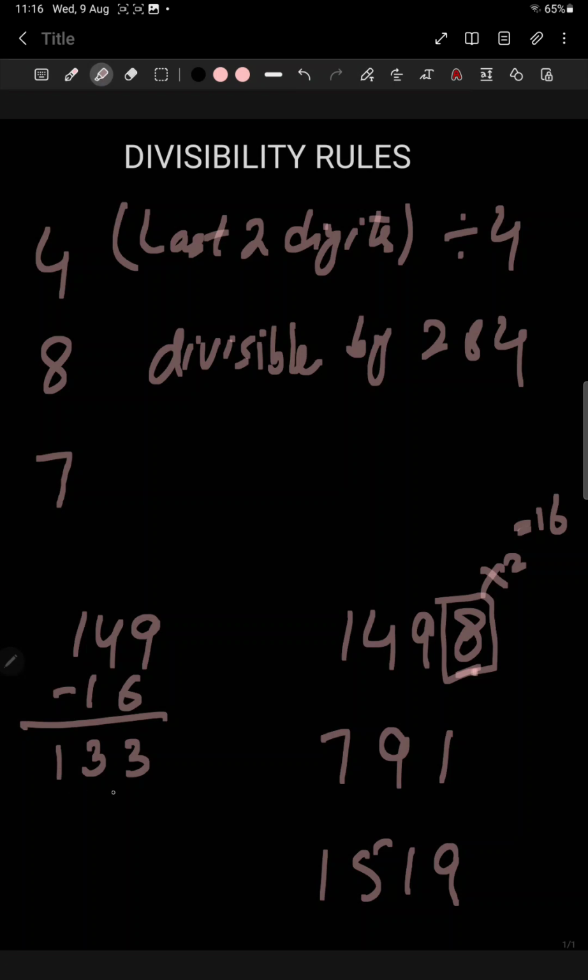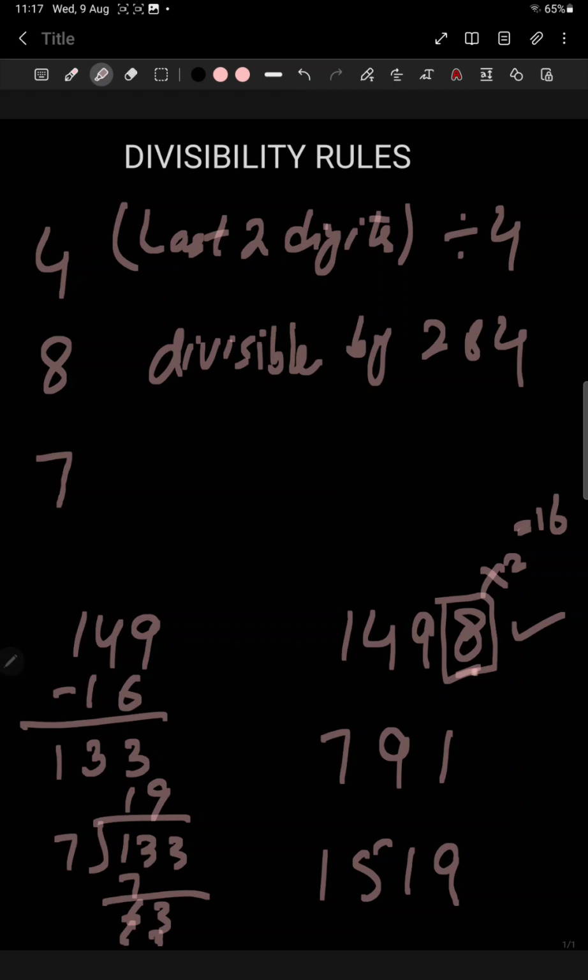If the remaining number is divisible by 7, the whole number will be divisible by 7. So 133 is divisible by 7, so this whole number is divisible by 7. We will check only 133. 133 divided by 7, 7 ones are 7, 7 nines are 63. So it is divisible by 7, so the whole number is divisible by 7.